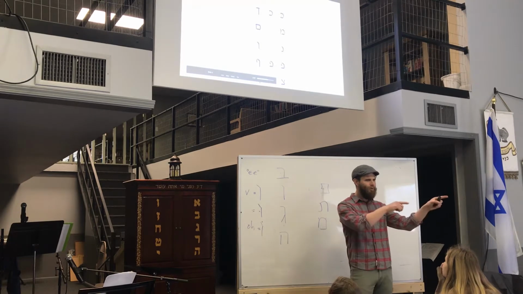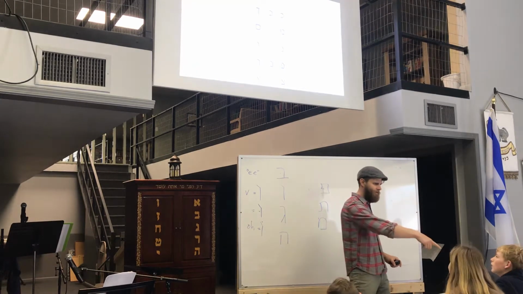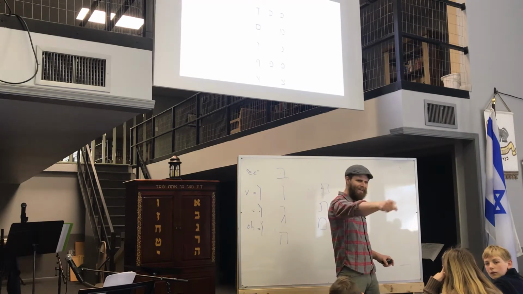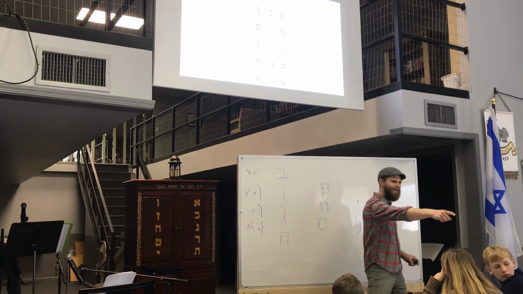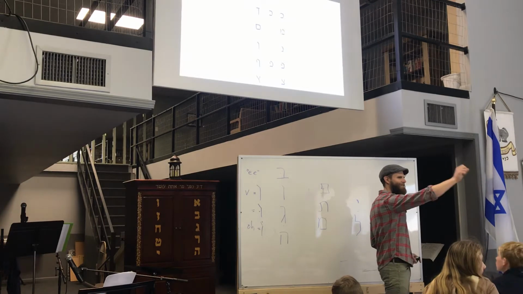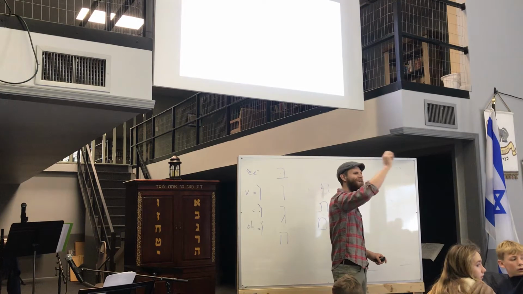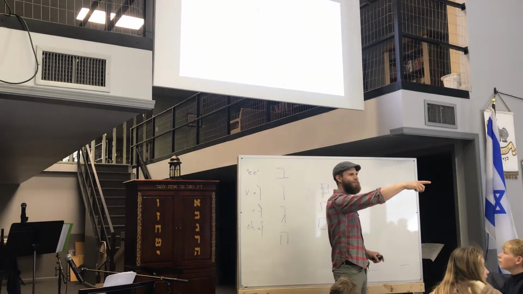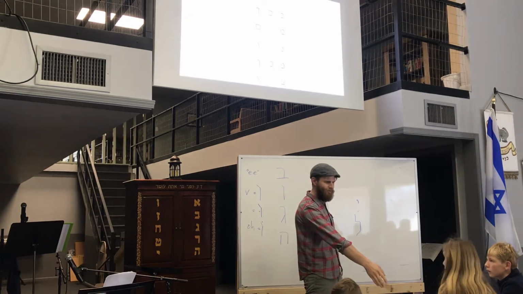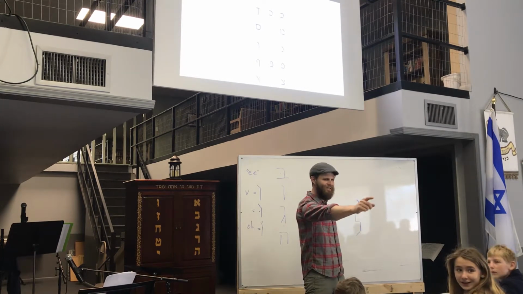Let's snake it around the room quickly here, and we'll start with Eli at the first letter. Yeah, we can go with Vet. So Aleph, Beit, Vet, Gimel. Good. Kaf. Yep. Lamed. Yep. Nun. Samech. Good. So it goes Samech, Ayin, Pei, Eli. Tsadi. Good. Kuf. Resh. Shin. Tav. You got it.